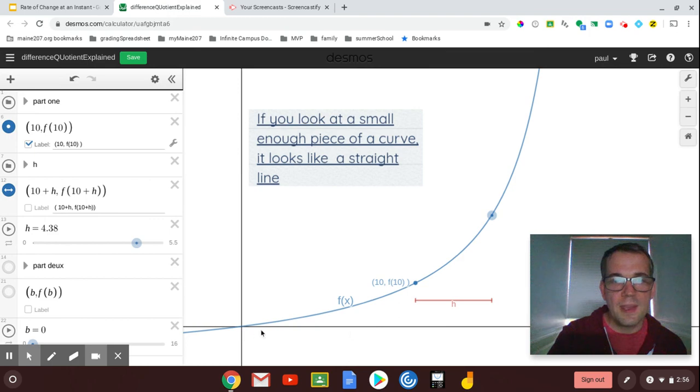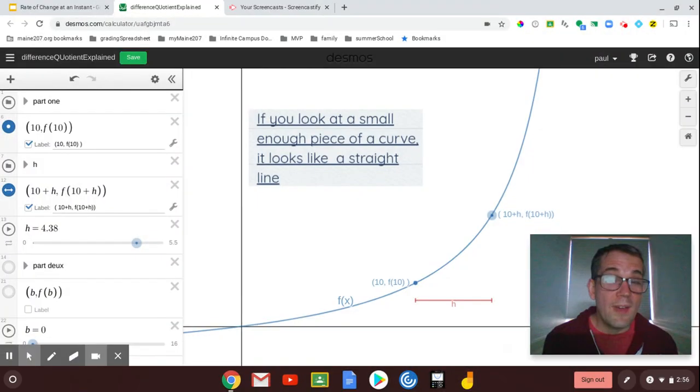That means that if from here to here is 10, and this is h more, then from here to here is 10 plus h. And if I wanted the y value of that point, I'd take that 10 plus h and I'd plug it into f. So if I were going to label this point, I would call this point 10 plus h comma f of 10 plus h. This is the x value. This is the y value that I get when I plug 10 plus h into f.